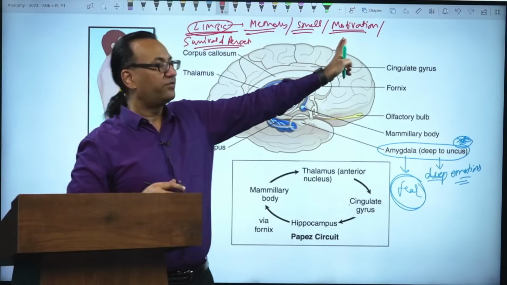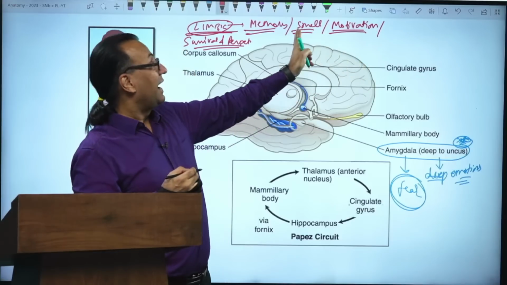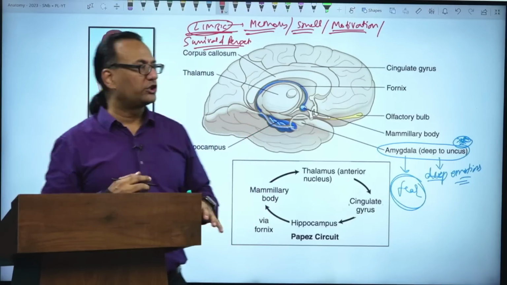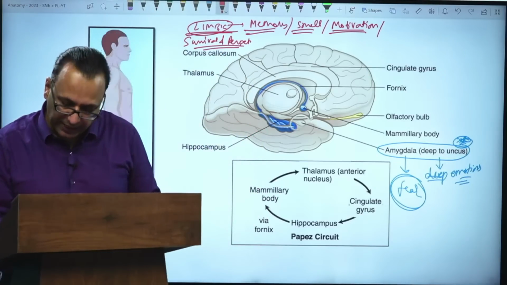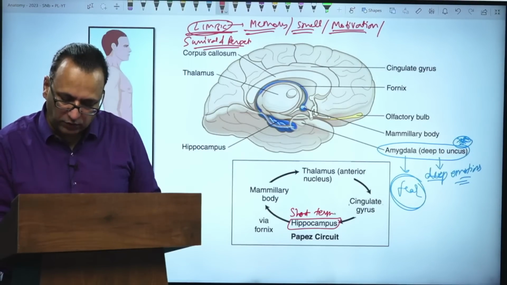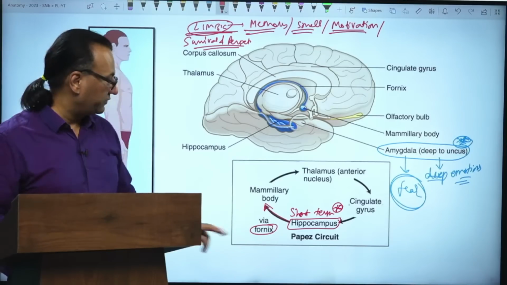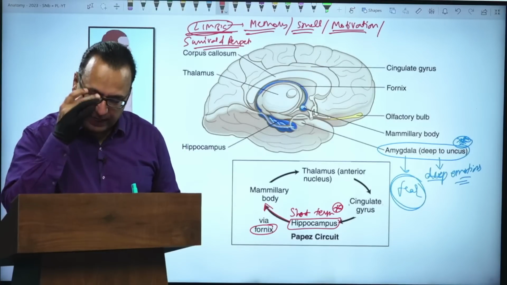Memory will modify your behavior, your motivation, and smell is also related. Smell is a very powerful emotion which relates with memory. Now it begins with hippocampus. Hippocampus is the seat of short-term memory, and if you want to convert short-term memory into long-term memory, you will use the fornix. Fornix, as we told, is the major output tract from the hippocampus.